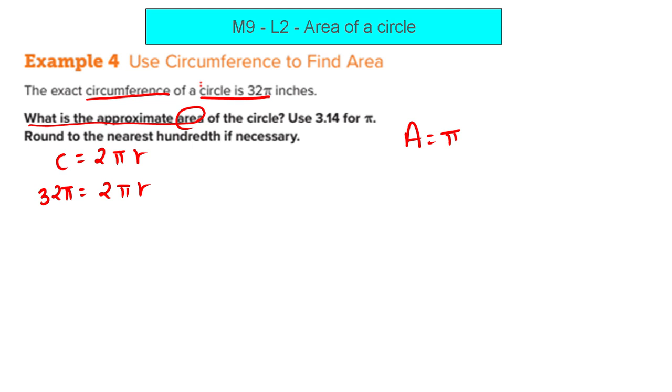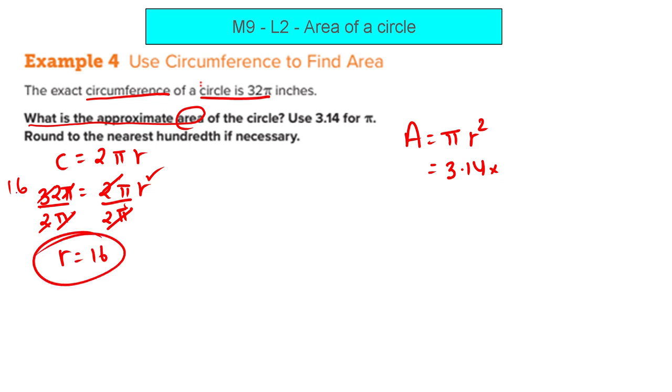So area is pi r square, right? So pi is 3.14 times, now I need the r. The radius is not given in the question, but I can find the radius from the circumference. What will I do? Divide by 2 pi as we did in the first question, and divide by 2 pi here, okay? Because we want to remove the 2 pi, correct? Pi is gone, 32 divided by 2 is 16. So r is equal to 16 here. Divide by 2 means do half, so 32 half is 16, remember.